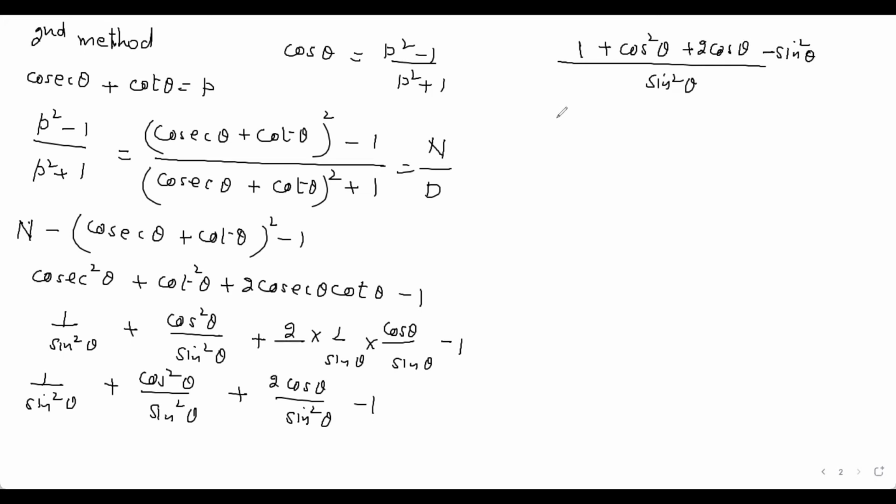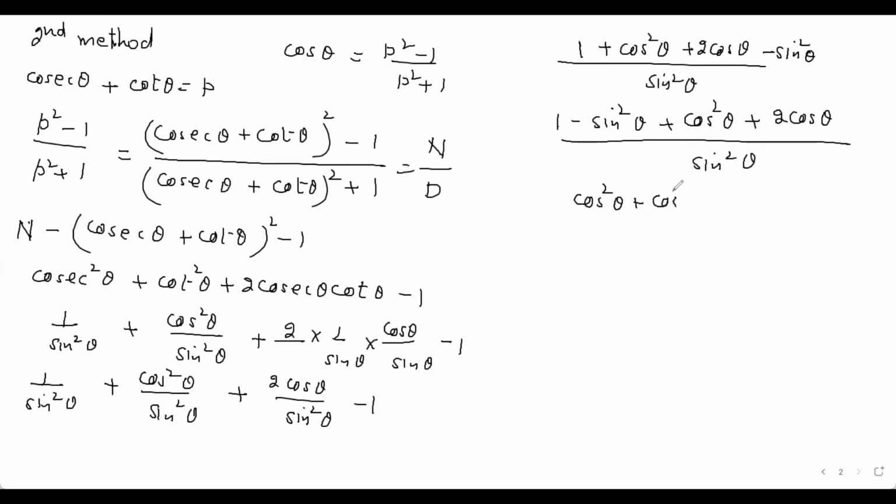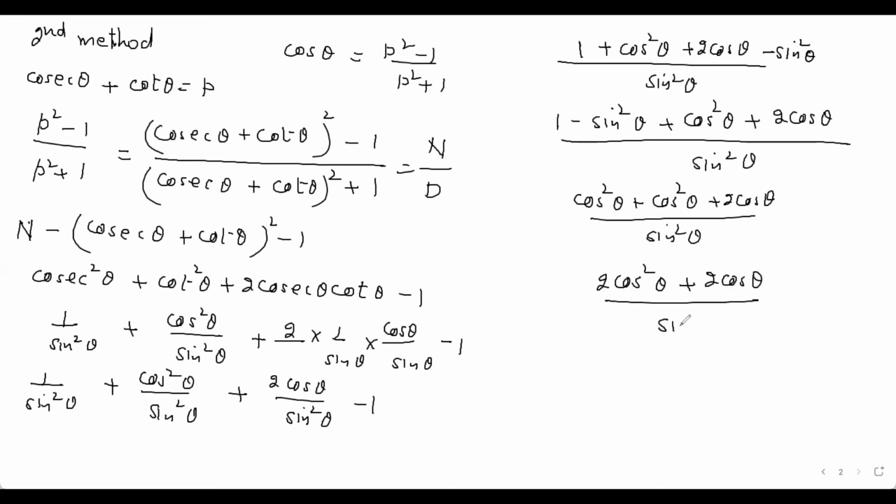Now I'm going to write it like this: 1 minus sine square theta plus cos square theta plus 2 cos theta upon sine square theta. 1 minus sine square theta is cos square theta, plus cos square theta plus 2 cos theta upon sine square theta. That is 2 cos square theta plus 2 cos theta upon sine square theta. Now take 2 cos theta common. I'll have 2 cos theta times cos theta plus 1 upon sine square theta.